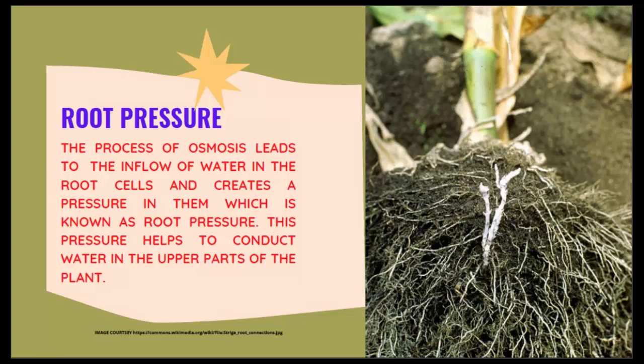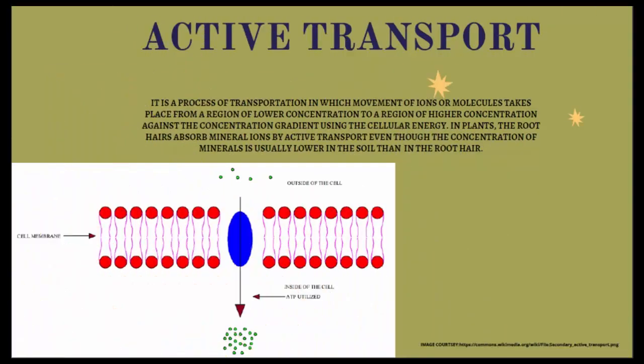So we can say that root pressure, or the process of osmosis, is directly helping in the upward movement or conduction of water molecules towards the upper parts of the plant. Next subtopic is active transport. Active transport is a transportation process in which molecules are moving from their lower concentration region to their higher concentration region, and to achieve this the cell is utilizing its own energy, which is ATP, right?